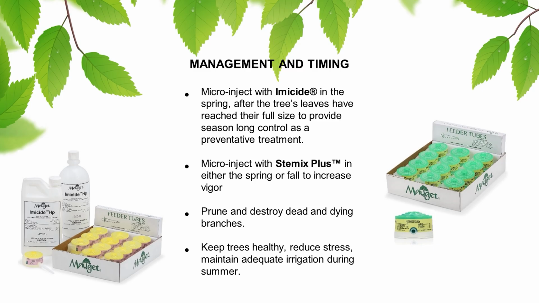Microinject with Stemix Plus in either the fall or spring to increase vigor. Prune and destroy dead and dying branches. Keep trees healthy, reduce stress, maintain adequate irrigation during summer. Imicide is available in 2, 3, and 4 milliliter capsules and 1 liter bottles. Stemix Plus is available in 6 milliliter capsules and 1 liter bottles.